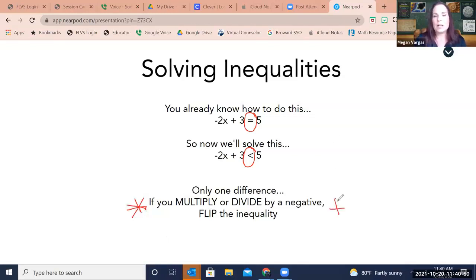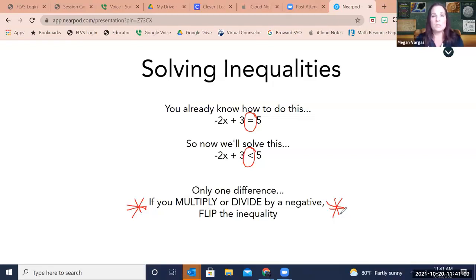If you multiply or divide by a negative, we have to flip that little less than or greater than, that little alligator mouth. We got to flip it around. Okay, only if we multiply or divide by a negative, we have to flip that alligator mouth around.